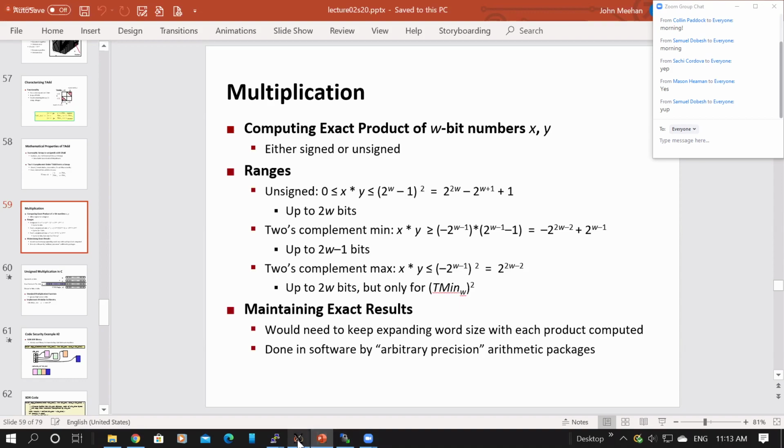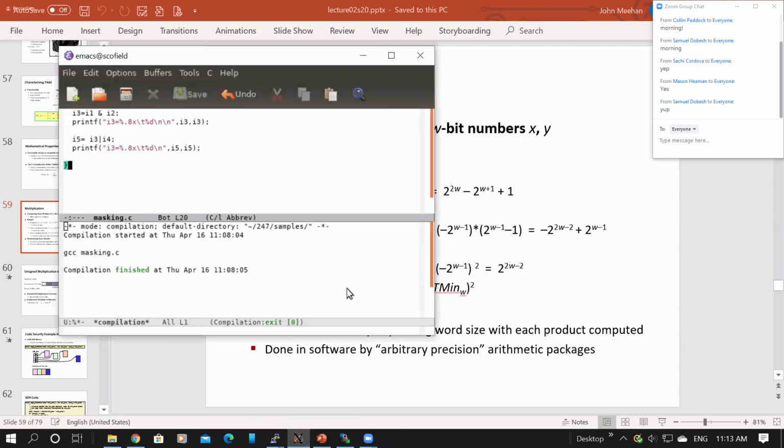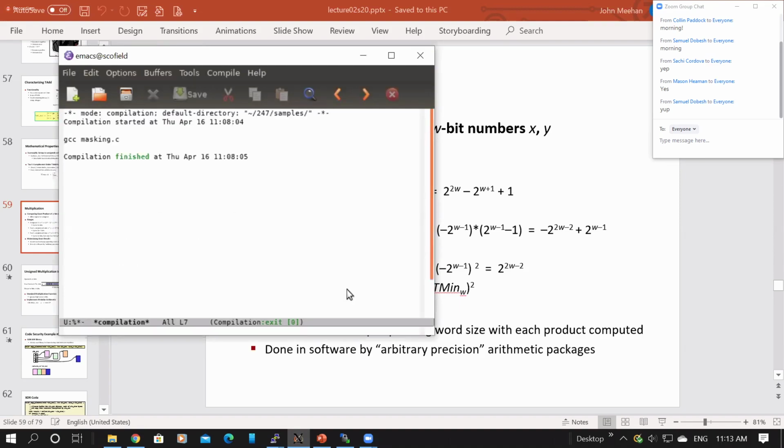So let's look at some interesting properties of binary numbers quickly. Just notice some interesting properties here. And get over to the buffer I want.